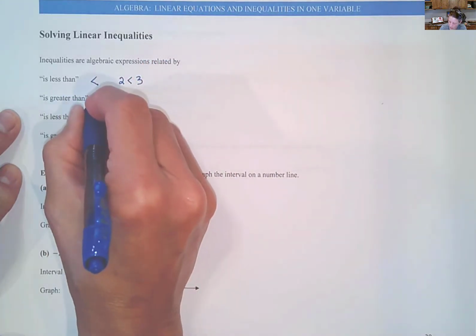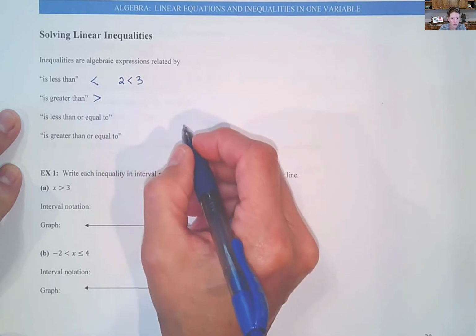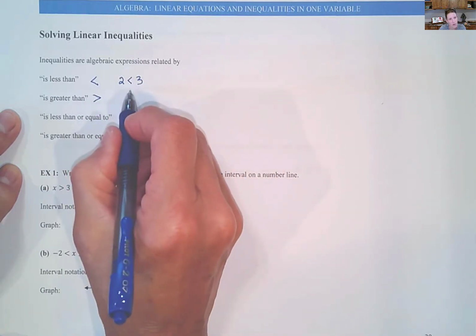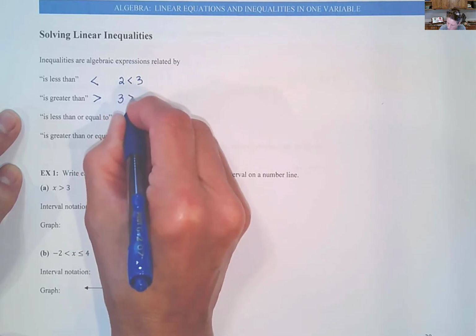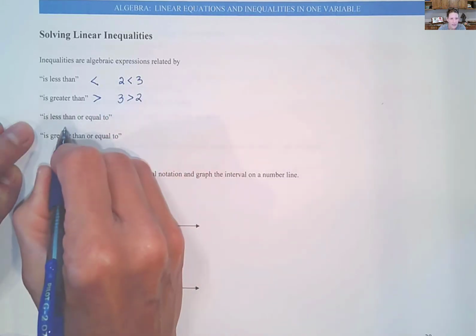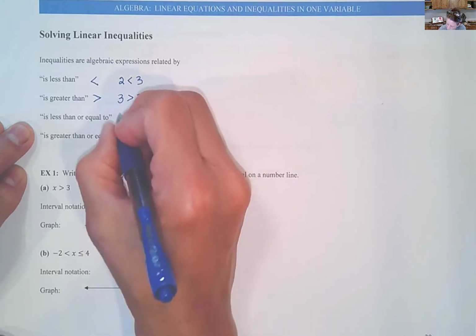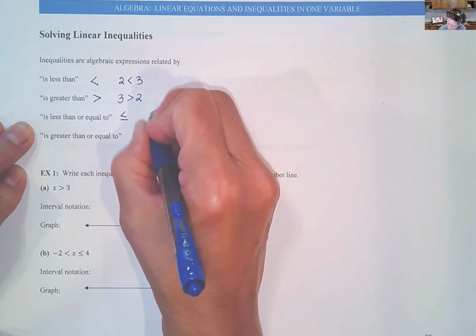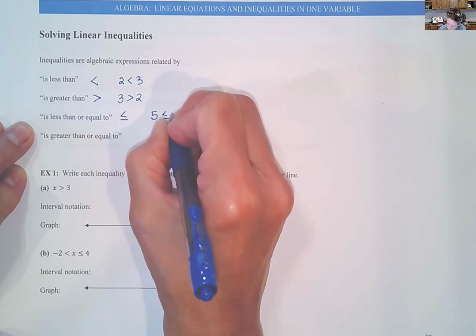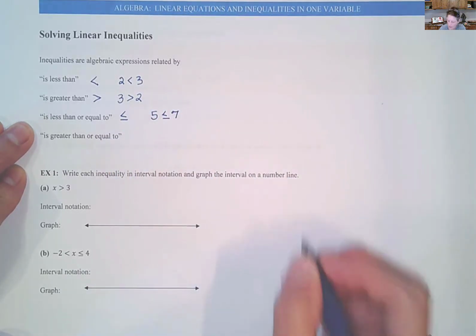Is greater than. This is the is greater than symbol, in which case we might turn the previous statement around and write 3 is greater than 2. Is less than or equal to. There we might say that 5 is less than or equal to 7.